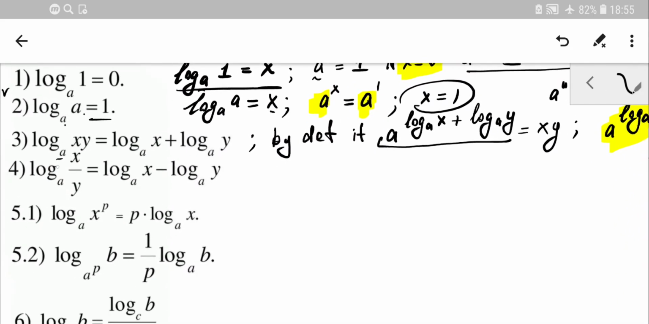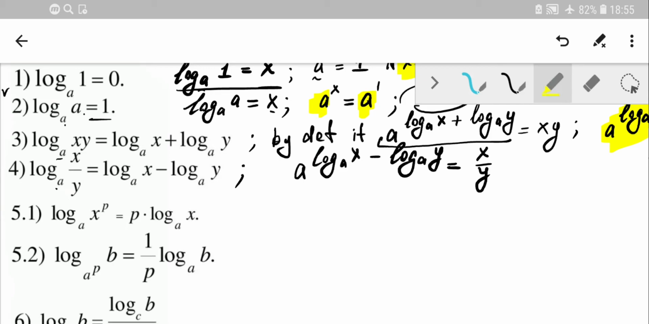All right, so the same, log a of x over y. I just simply state that we're gonna do the same. We'll take a and raise to the power of the difference. And in this case, we'll get that one, and we'll have the difference of logs. And we need to prove that it will be equal to x over y.